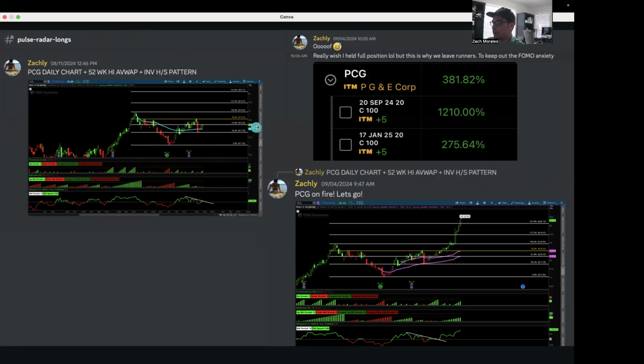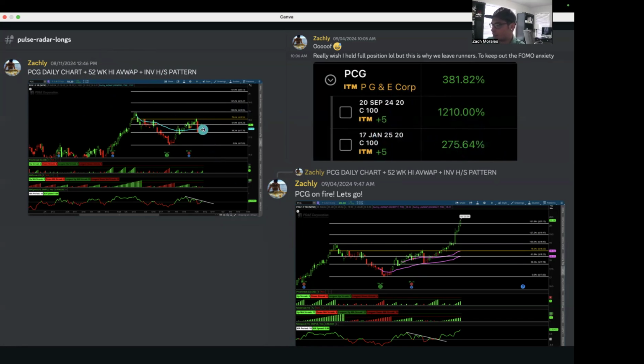So this is an example of what the pulse radar looks like. Okay, this is another separate indicator that also changes the colors of the candlesticks based off of the indicator. So we got a buy signal here on PCG, reclaimed its 52-week high anchored VWAP, and it had a nice inverse head and shoulders pattern. I mean, guys, this is literally the same setup that we just looked at on Lyft, by the way. And look at the call options, guys. The shorter term call options went up well over 1,000% on the runners, and the longer term call options went up well over 200%, right?